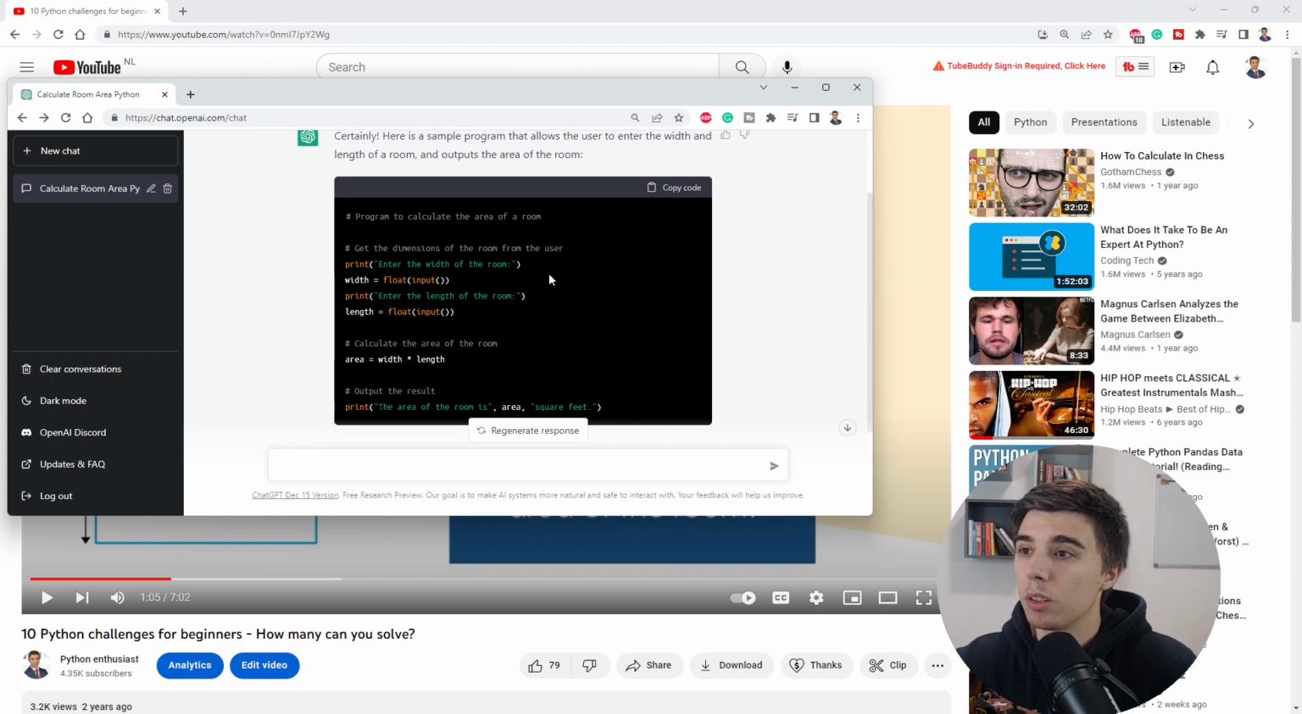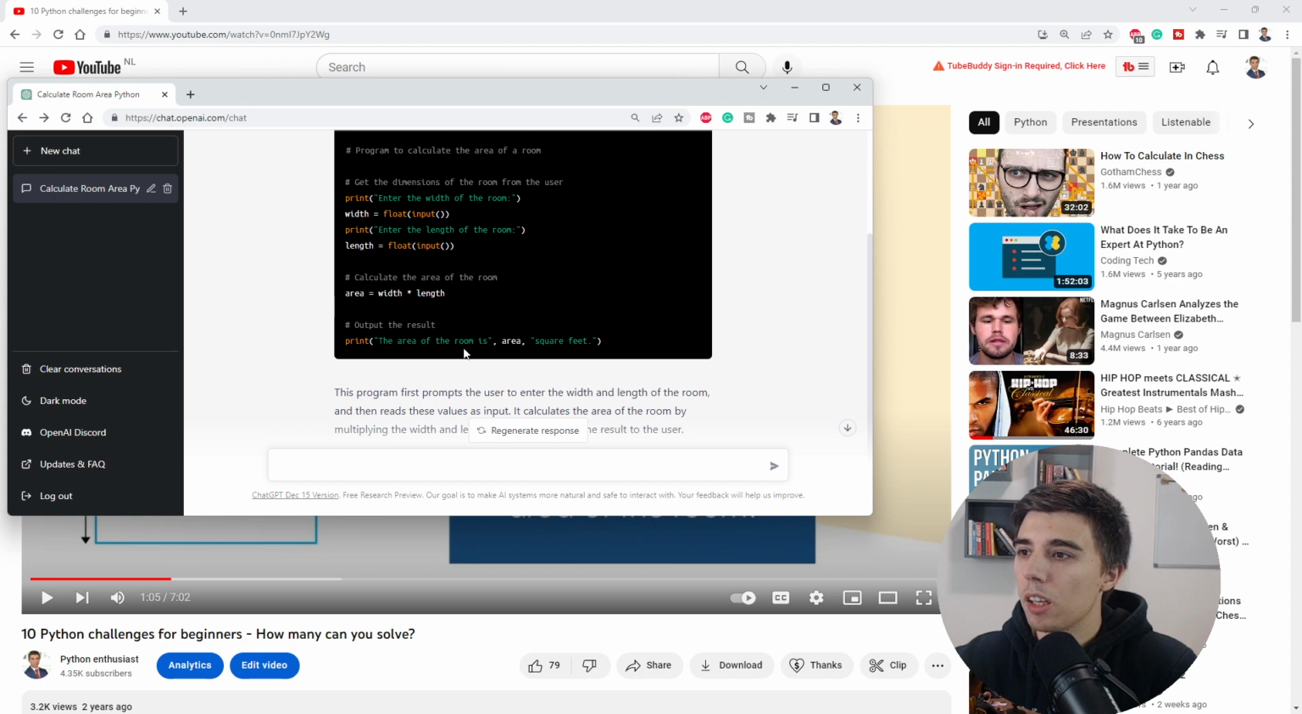What I'm not a big fan of is it already decided what the unit of measurement is, so it's square feet, right? So that is going to be mentioned in the output, but it's nowhere mentioned where we get the input of the users. So here we should also have enter the length of the room in feet or in meters or in whatever unit of measurement it is.